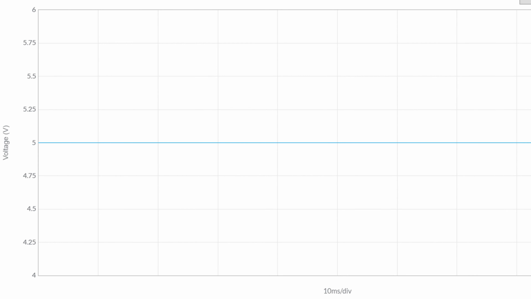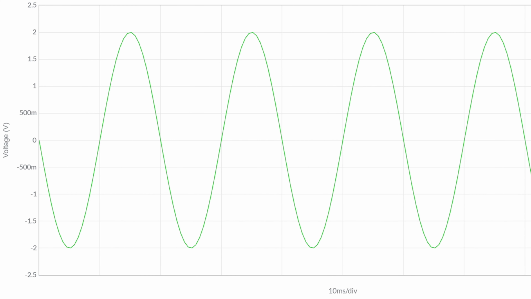DC current flows in one constant direction. AC current has a frequency of 50 Hz or 60 Hz depending on the country.